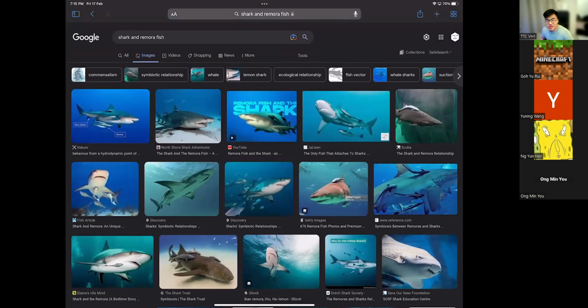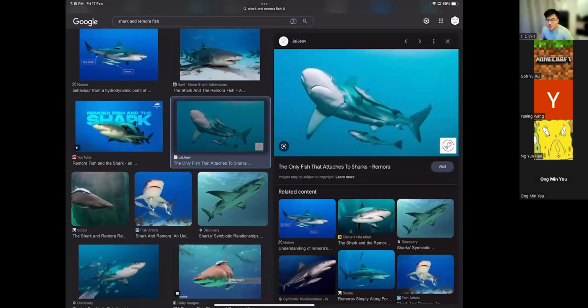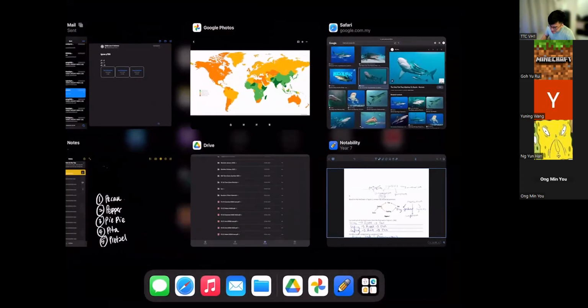So there you see, they are just freeloaders. They just follow the shark around and eat their leftovers. The shark couldn't be bothered because the shark didn't lose anything also. So that's your commensalism.